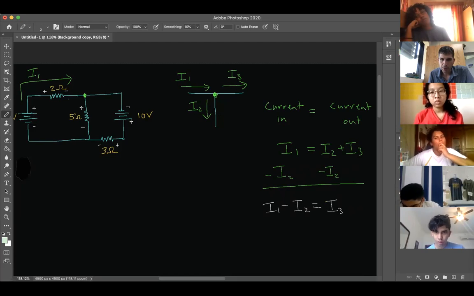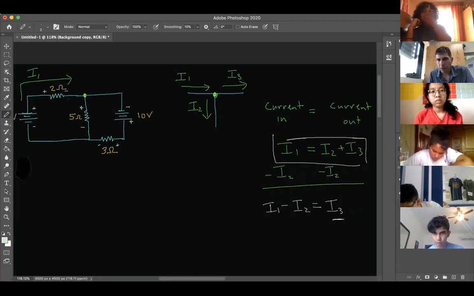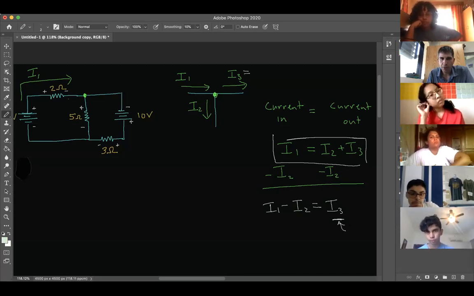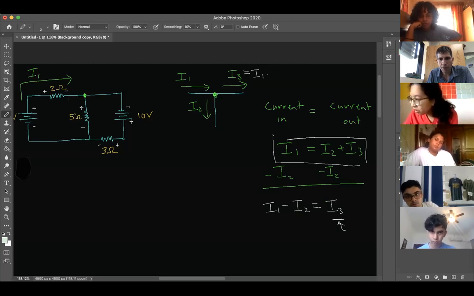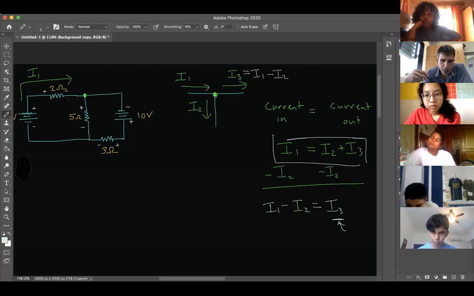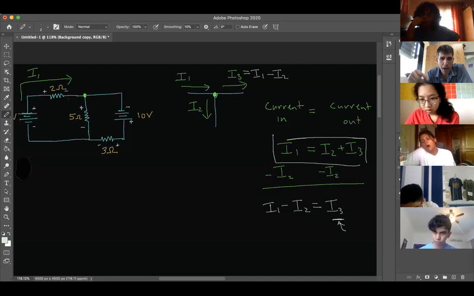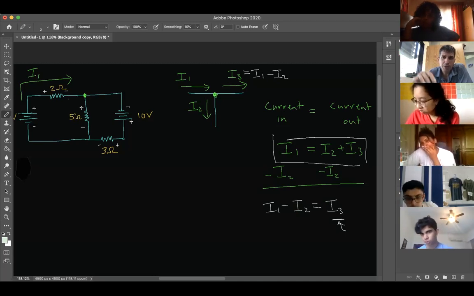All right. Does everyone see what I'm doing so far? I'm just taking the current that goes into a junction equals the current that goes out, and I'm just going to rearrange it to have an equation for current I3. And that's what this term is over here. It's equal to I1 minus I2. This is going to save us maybe 2 or 3 math steps later on, so I'm just going to do it right now.